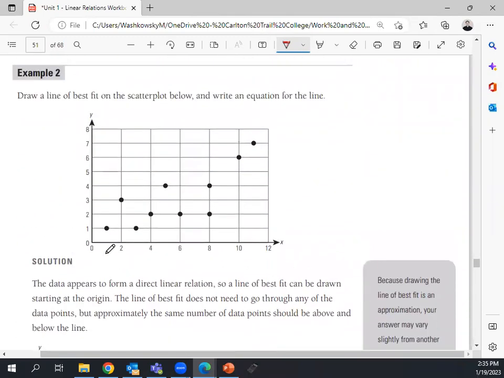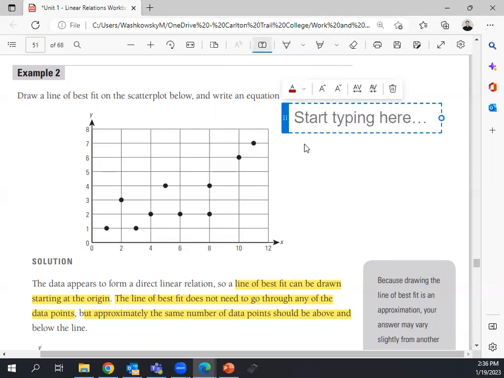So we're going to actually practice now drawing a line of best fit. One thing I want you to remember is that the line of best fit can be drawn starting at the origin, starting at 0, 0. It doesn't need to be. The line of best fit does not need to go through your data points, but you do want about the same number to be above and below that line. So this is where you need a ruler or another pen, something to draw a straight line.